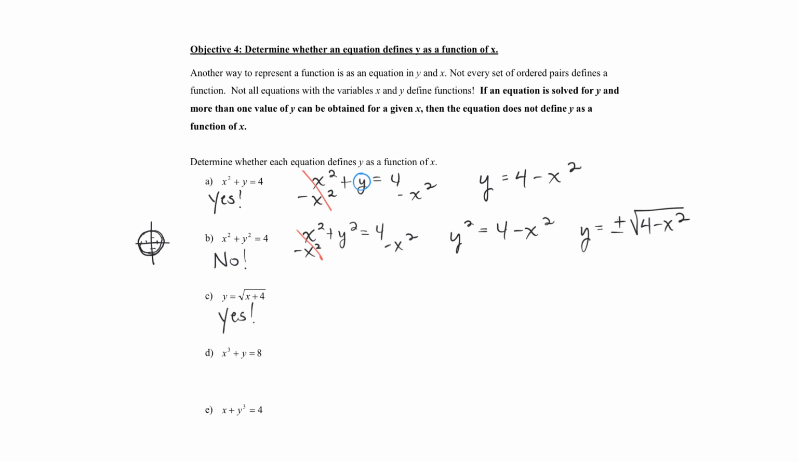It was in the process of solving this equation, where we had y squared equals 4 minus x squared, that we had to take the square root, and we had to recognize that there are two, right, solutions to that particular equation, both a positive root and a negative root. Here, y is equal to only the positive square root of x plus 4. So yes, it is a function.